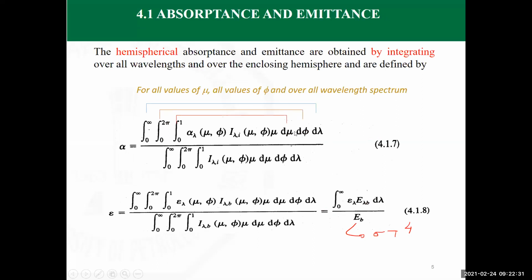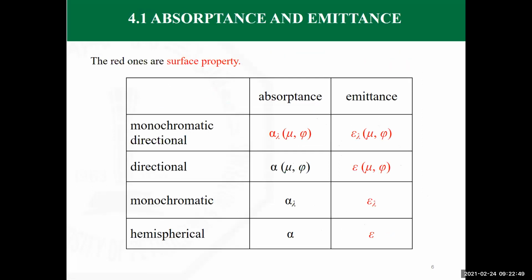Over the whole wavelength spectrum, you should integrate with respect to the wavelength. Over the whole azimuthal angle, you should integrate with respect to the azimuthal angle. Over the whole zenith angle, you should integrate with respect to cosine theta. The red ones are surface properties: monochromatic absorptance, monochromatic emittance, emittance of the surface, monochromatic emissivity, and hemispherical emissivity.